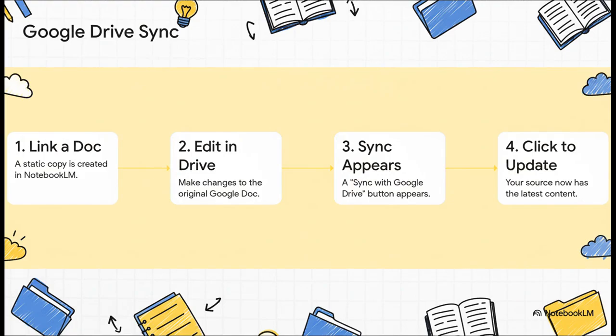Another killer feature is the Google Drive sync. The way it works is really simple. You add a Google Doc to your notebook one time. Now, NotebookLM has its own copy, but later on when you go and make changes to that original doc in Google Drive, this little sync button magically appears in NotebookLM. You click it and bam, your source is instantly updated. It is perfect for any document that's constantly changing, like a project plan or meeting notes.